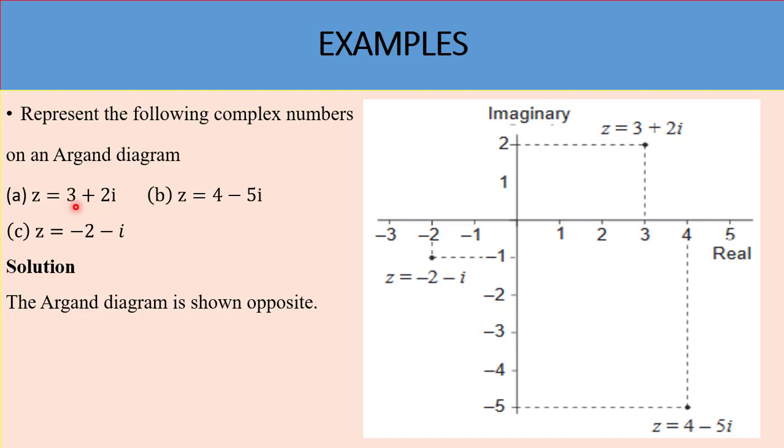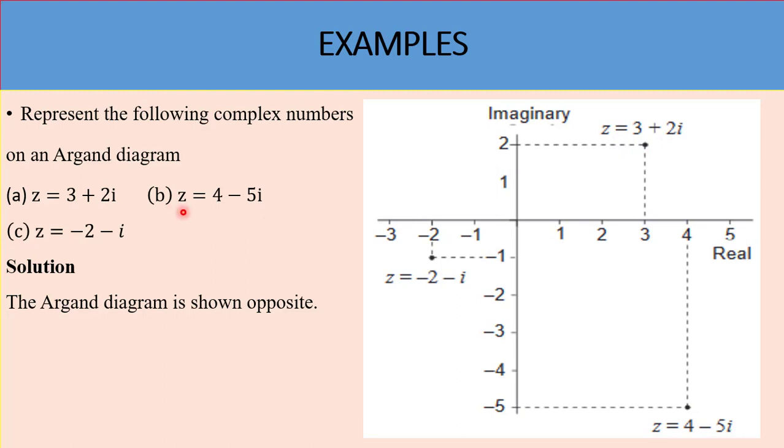So we have 3 for part A. 3 is the coordinate on the real axis, and 2 the coordinate on the y axis or imaginary axis. So we shall plot 3 against 2, which will be at this point. So this point represents z is equal to 3 plus 2i.